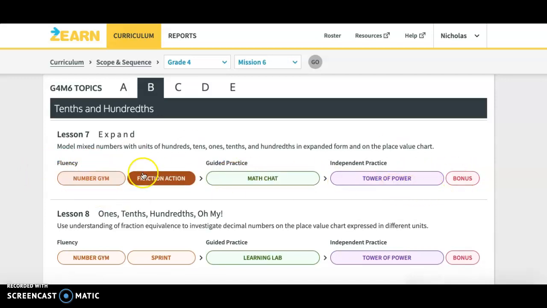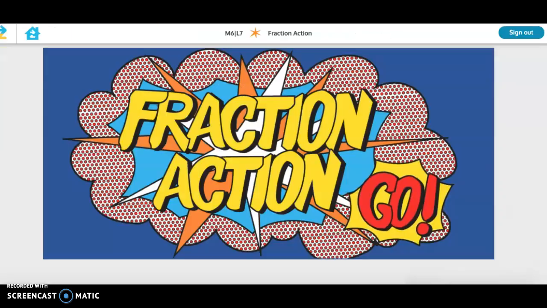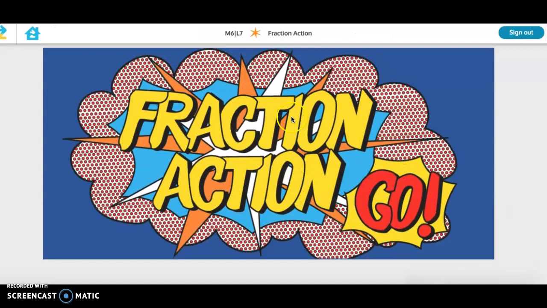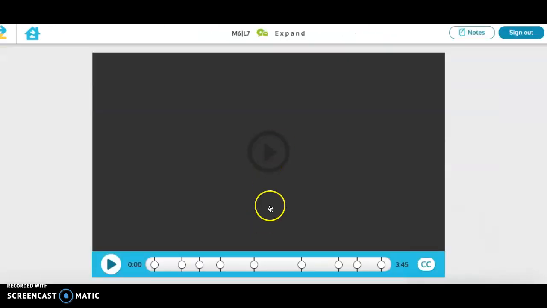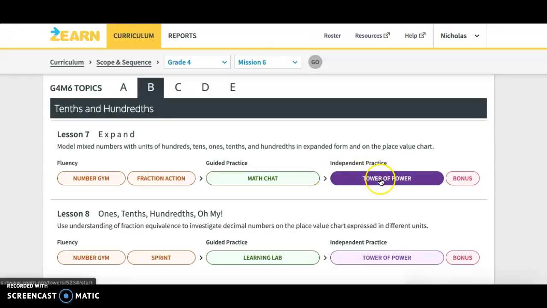First, we have our number gym. Then we have our fraction action, which is a good review, and this is what it'll look like. It's like a fun game with fractions. After that, we have our math chat, and this is really where we dive into the lesson and learn the new skills and practice them and really get them prepped and ready, especially when you have to go forward into your Tower of Power, which is right after that.